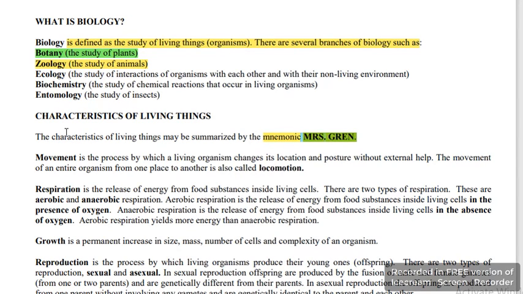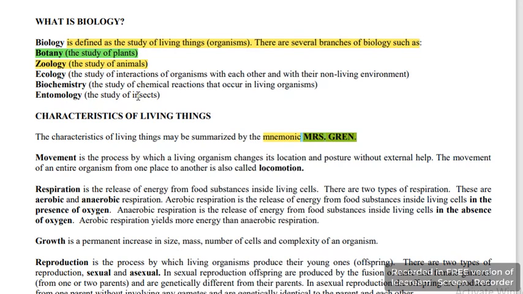is the study of plants. We have zoology, which is the study of animals. Then we have ecology, which is the study of interactions of organisms with each other and with their non-living environment. We have biochemistry, which is the study of chemical reactions that occur in living organisms.